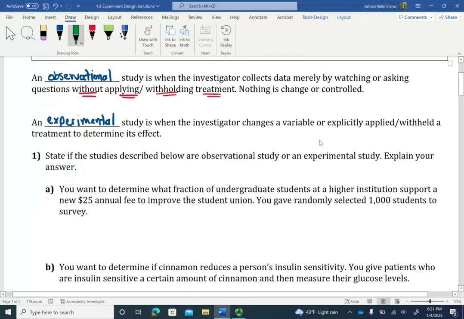Again, in these studies, you're going to see that a treatment is being applied or withheld from the participants. For example, if you're testing a new drug, you would have to have the participants take that drug to see the effects of the drug. So again, in this case, we're changing a variable.